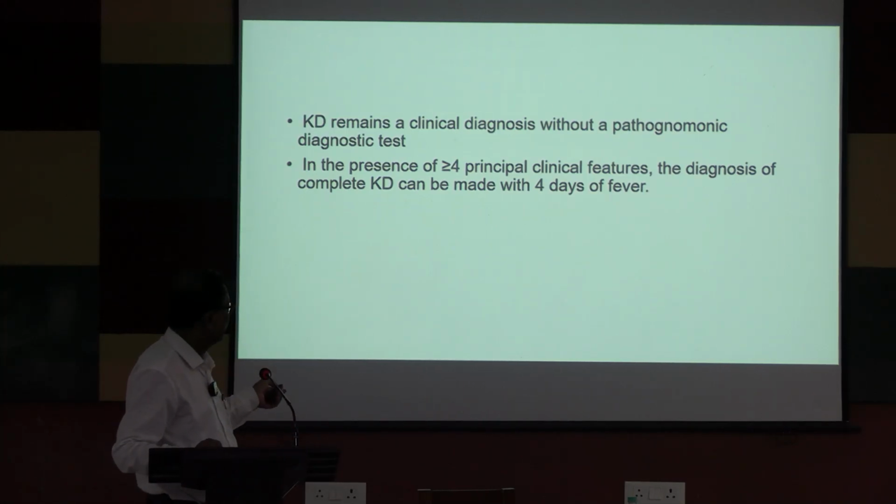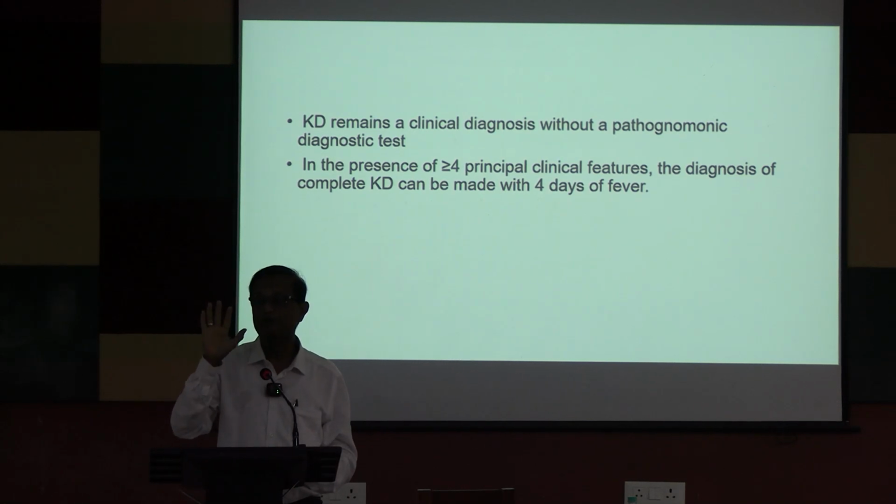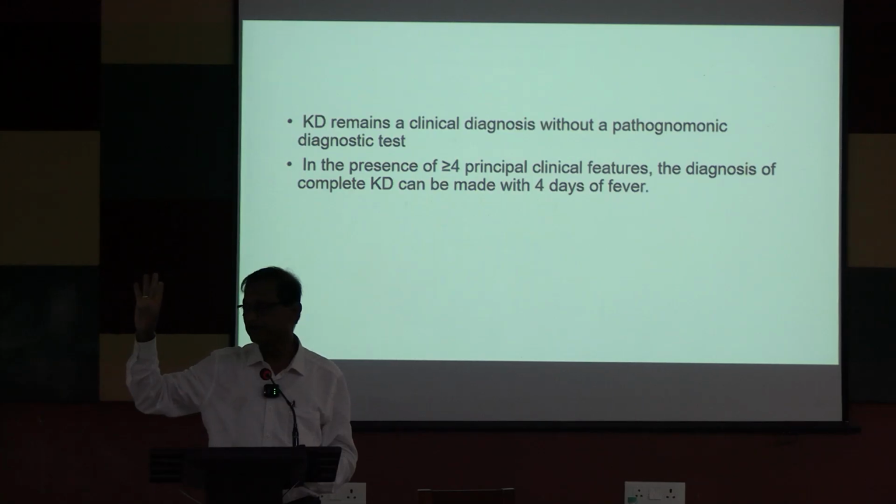In the presence of 4 principal clinical features, the diagnosis of complete KD can be made in 4 days of fever. So, any patient coming with 4 or more days of fever with characteristic skin changes, you will label it as Kawasaki disease. You will have to remember that 4 days or more of fever with characteristic skin changes means you can label the diagnosis as Kawasaki disease. What are the characteristic changes? I will discuss it later.